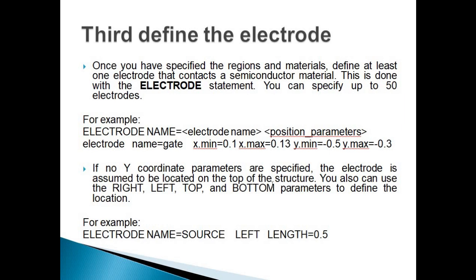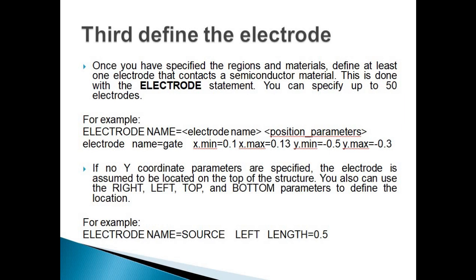Some shortcuts can be used when defining the location of an electrode. If no y coordinate parameters are specified, the electrode is assumed to be located on the top of the structure. You can use the right, left, top or bottom parameter to define the location. For example, electrode name source, left, length equal to 0.5. This statement specifies the source electrode starts at the top left corner of the structure and extends to the right a distance of length 0.5 micrometer.